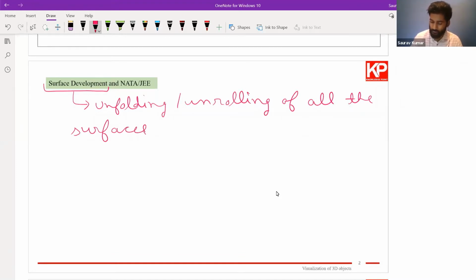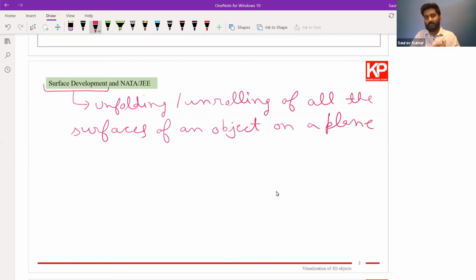Surface development is the unfolding of all the surfaces of an object on a plane. Basically, you are having a three-dimensional object and then you unfold it and you get all the surfaces of that object on a plane. So this topic, the surface development, is also very important for NATA, JEE.